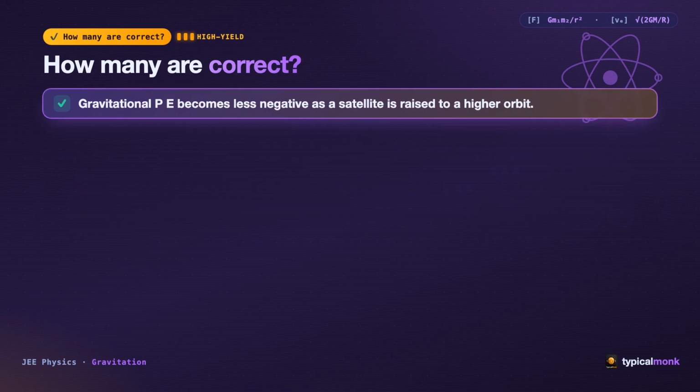Use a favorite G format. I will read some statements. You silently count how many are correct. Statement 1. Gravitational potential energy becomes less negative as a satellite is raised into a higher orbit.